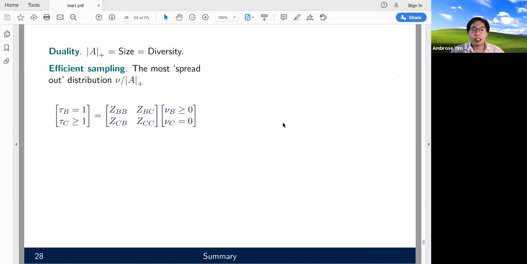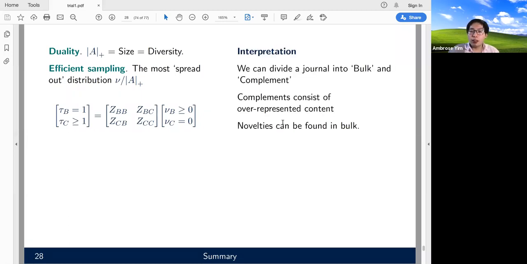our set of articles into things in the bulk and the complement, where things in the bulk are things that have positive weight, and things in the complement are things we don't even bother weighing because they are well represented by those in the bulk. Those in the bulk have minimal typicality, and those in the complement have typicality higher than those in the bulk. And the complement consists of what we consider over-represented contents, and we could identify objects in the bulk as novelties.